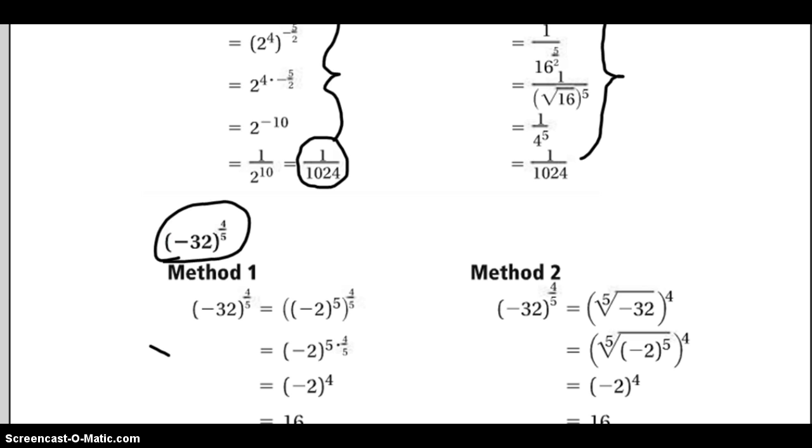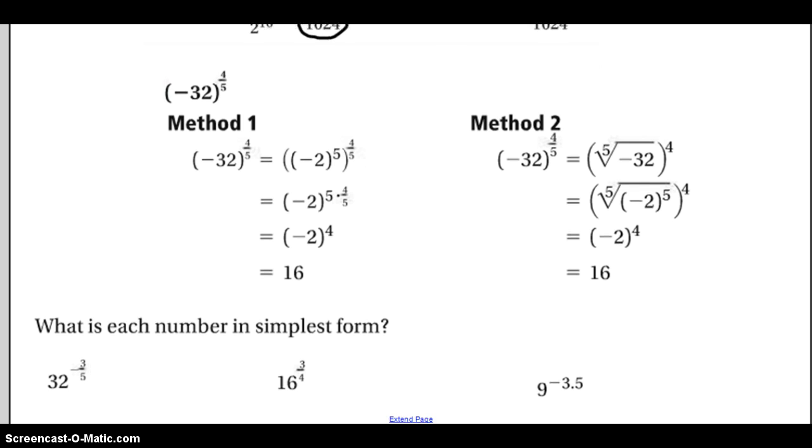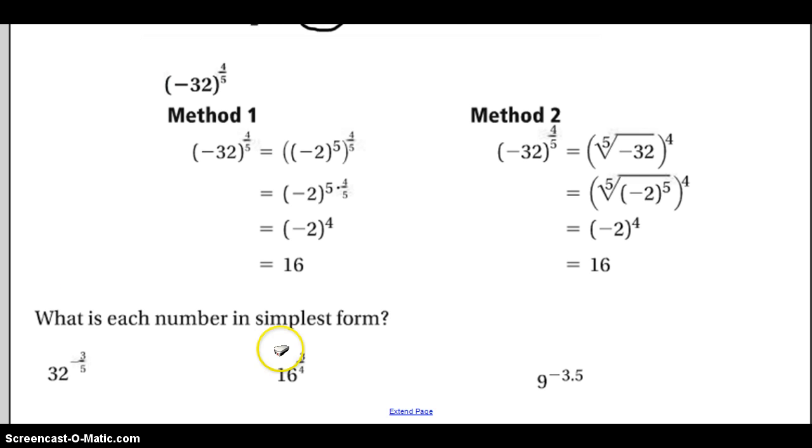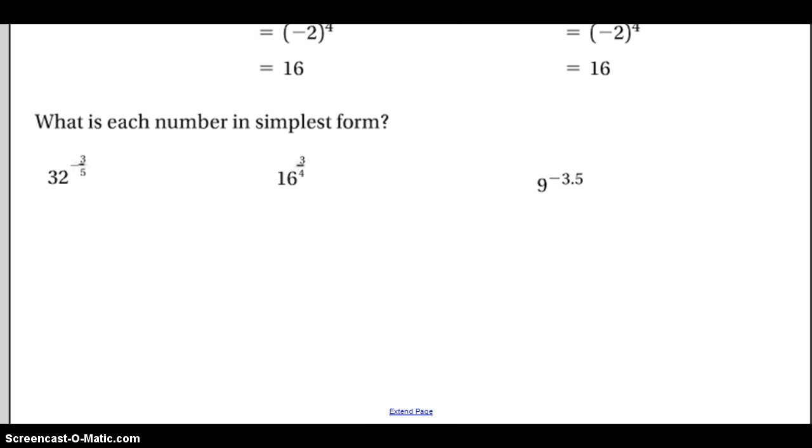So here are the other methods in action. Again, they went ahead and wrote that in a base of 2, power to power, they multiplied the exponents. Here they just went ahead and wrote it in radical form, then simplified it from there. Let's try a couple of these.